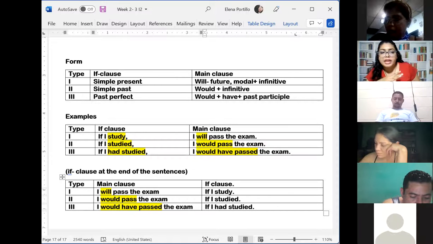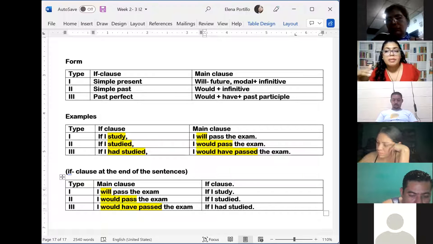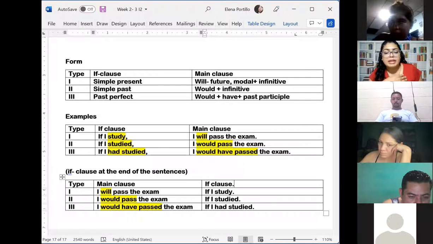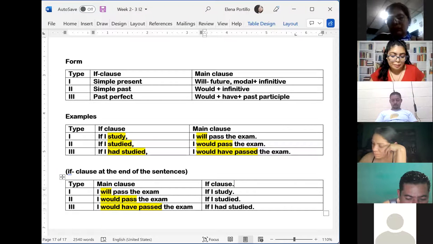La diferencia entre usar el if clause al principio o al final es que cuando lo utilizamos al principio sí le ponemos la coma para separar la oración. Cuando lo usamos al final, no es necesario utilizar la coma porque la podemos utilizar como un complemento de la oración. But it's the same. It need not change the meaning. It is just change the place of the sentence.